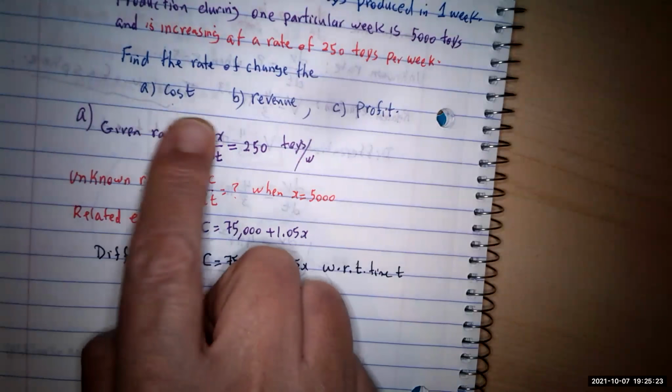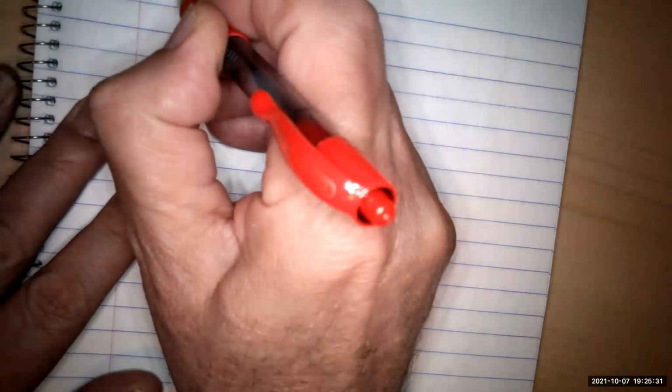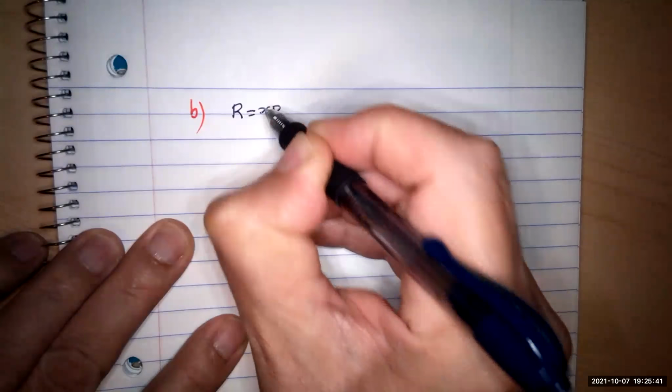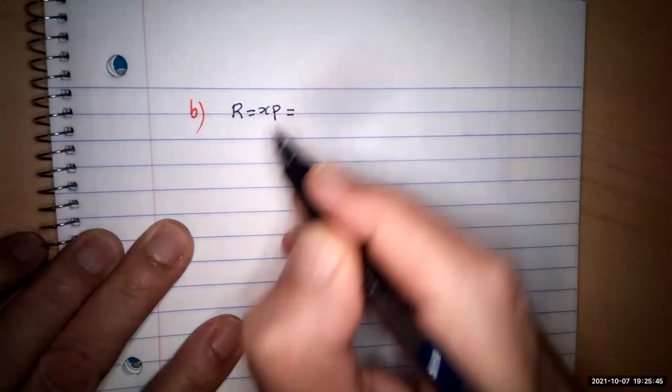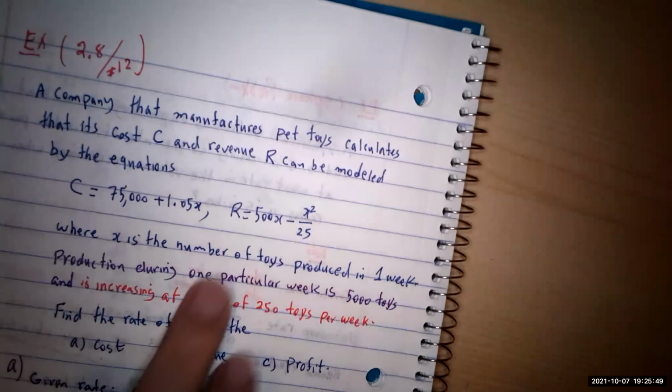So that's for the cost. We need to check the revenue. To check the revenue, you have to find the revenue function first. Okay, so part B, we have to find the revenue first. So you know the formula for the revenue. Remember, revenue R is going to be equal to X times P. The revenue is already given to you, sorry.